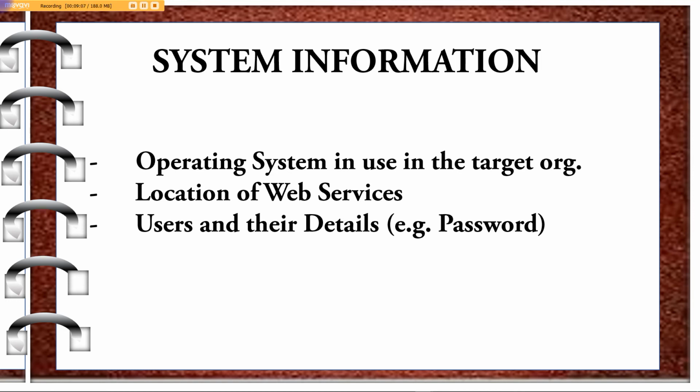Now, the second thing an attacker will get to know under system information is the location of the web service. And another one, number 3, is the users and their details, like their usernames and passwords, which is like a gold mine. If an attacker gets hold of usernames and passwords, a whole lot of things can happen to such a system or network.